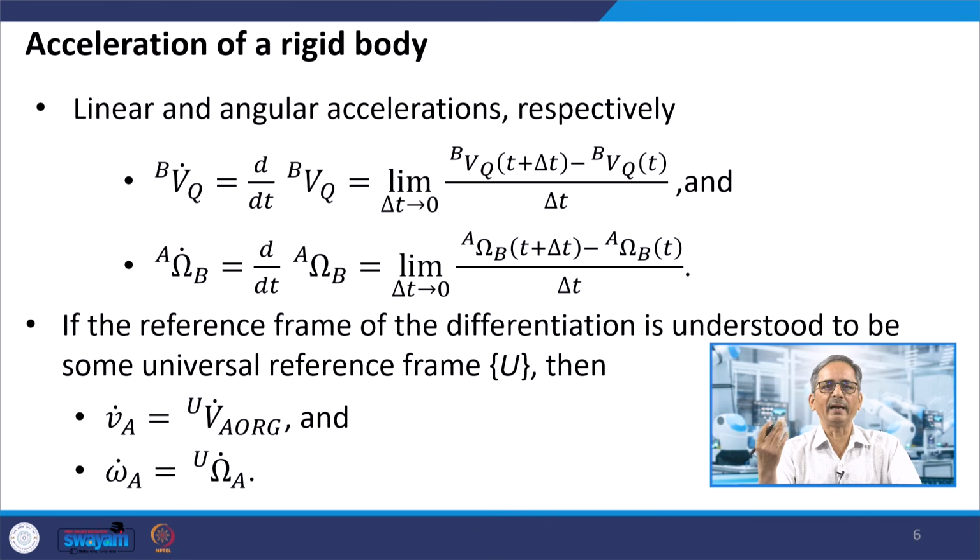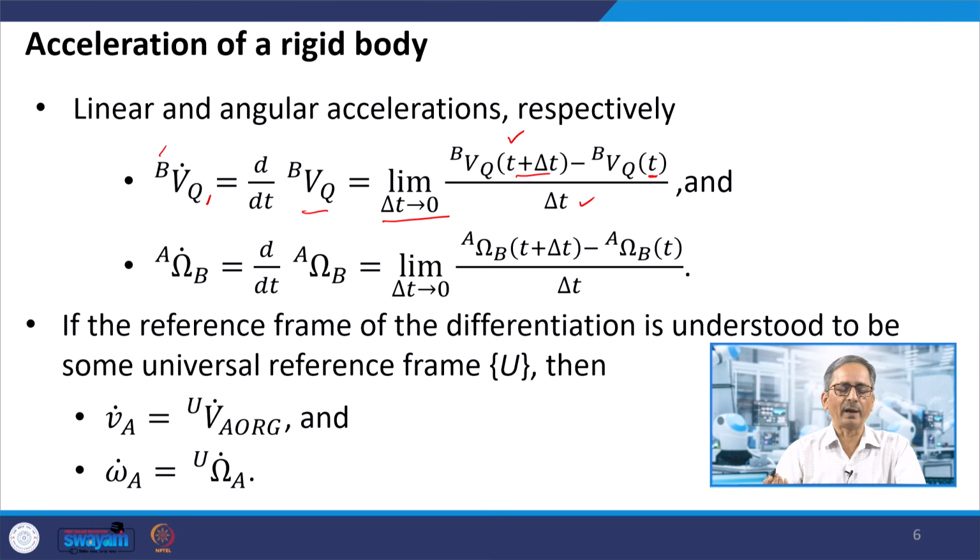The linear and angular acceleration of a rigid body can be defined as follows. Say I am taking a vector q on the rigid body, and that vector is defined with respect to frame B on the rigid body. The acceleration of the point can be given as the time derivative of this v, which is nothing but the velocity at t plus delta t minus the velocity at t, divided by delta t, with the limit delta t tending to 0. So this is for the translational acceleration.